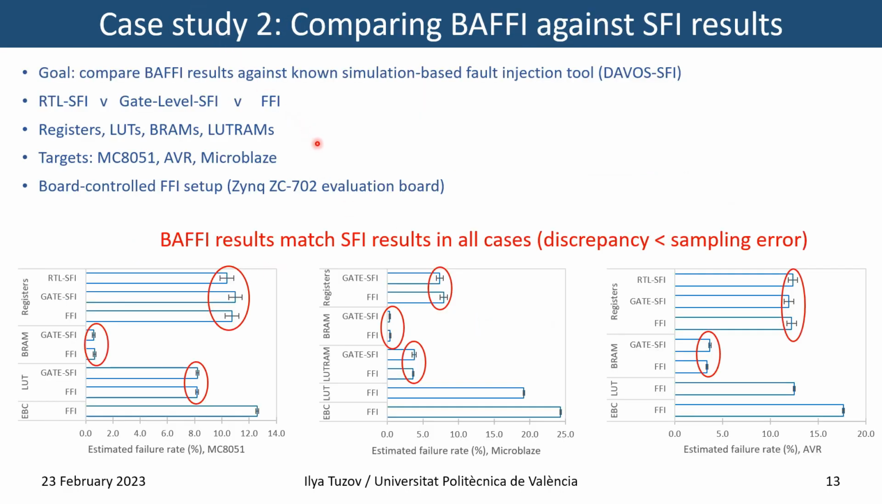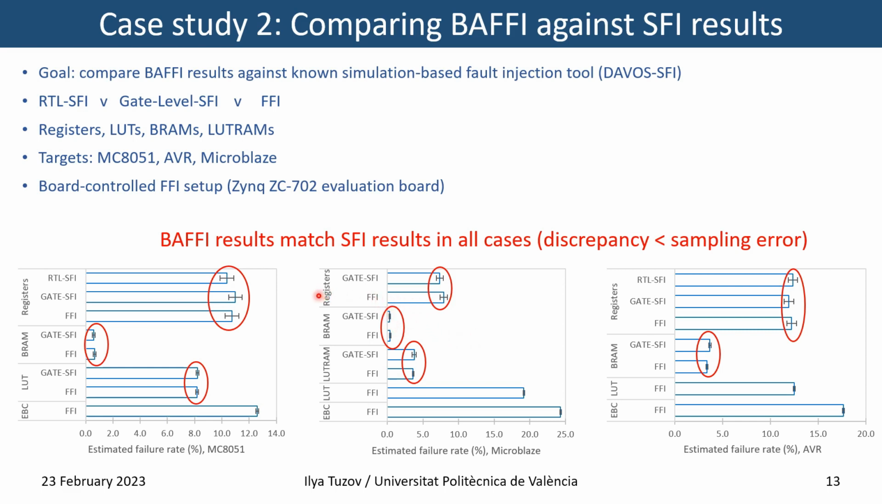In the second case study, we targeted three smaller processors: MC8051, AVR, and MicroBlaze. We used BAFFI and a simulation-based fault injector from the DAVOS toolkit. The goal was to validate BAFFI results by simulation. The simulation results were obtained at two representation levels: at the register transfer level, targeting only the registers, and at the gate level, targeting all the netlist primitives, including the registers, lookup tables, and block RAMs.